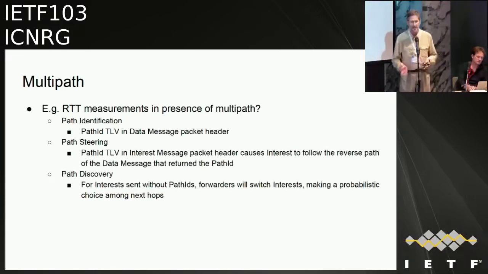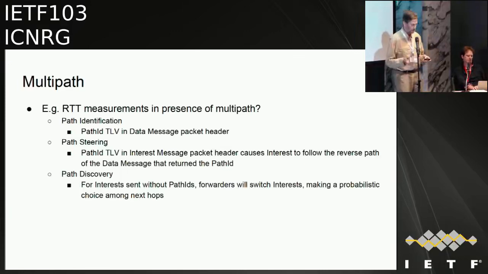So we use a path ID identifier in the data message packet, and then presume that this path steering work that's been going around in the research community for the last couple of years, we can import into here and use path steering to steer ping messages over particular paths. The way you obtain these path IDs is you can do path discovery.